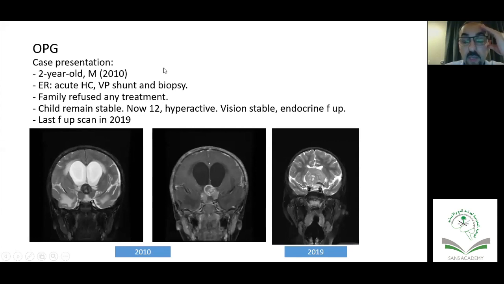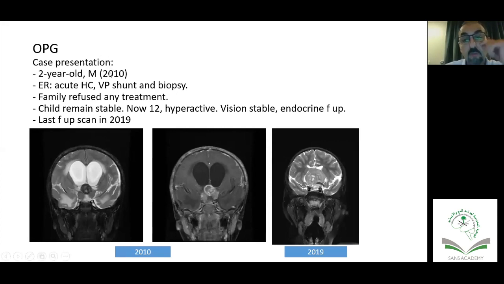Now, this is a case that I've been following for a long, long time, and it's an interesting case because it shows you the natural history of some of these diseases. This was a 2-year-old when I saw him in 2010. He came with acute hydrocephalus. A shunt was done, and then the biopsy showed pilocytic astrocytoma. The family refused any form of treatment because after the shunt, the child was fine. No endocrine disturbance. Vision was fine, so presumably the lesion was just behind the optic chiasm or not causing a lot of disturbance in the optic pathway.